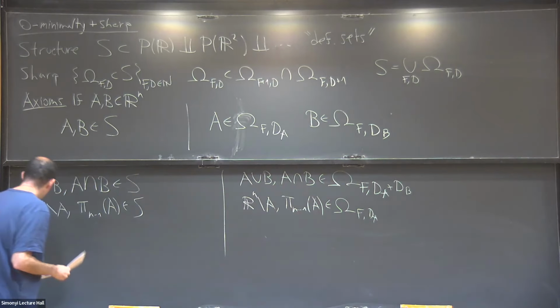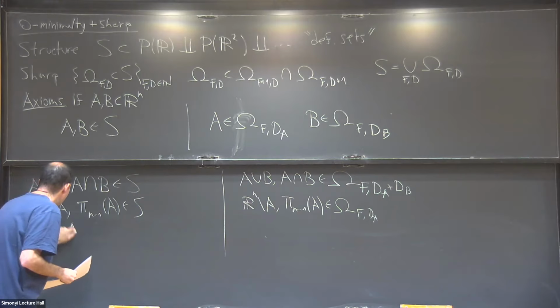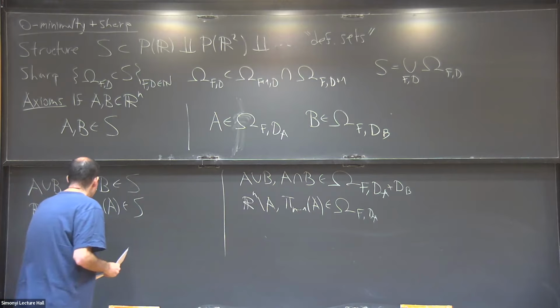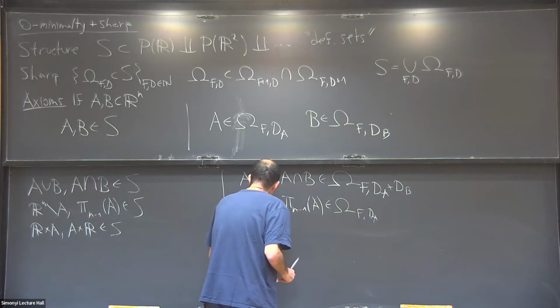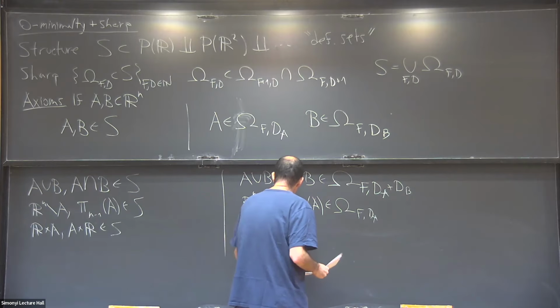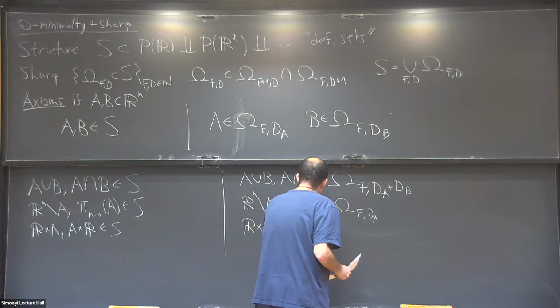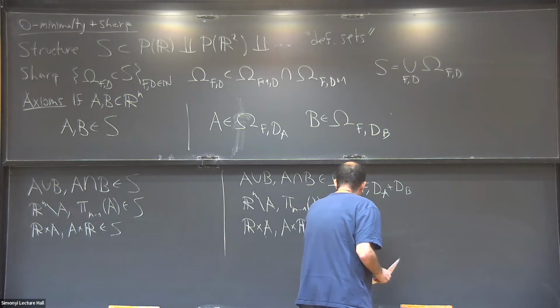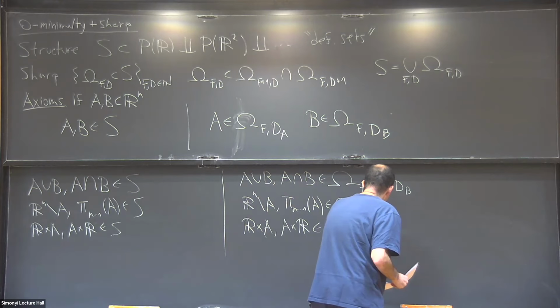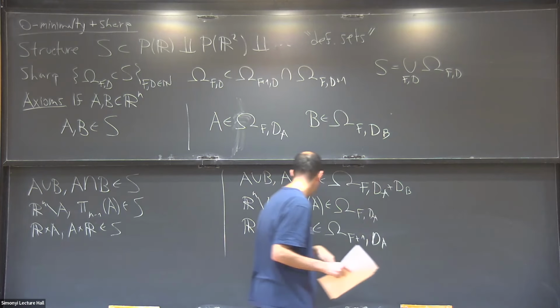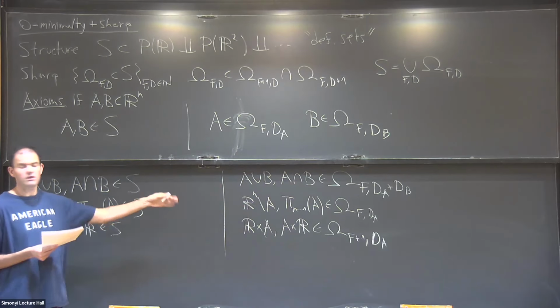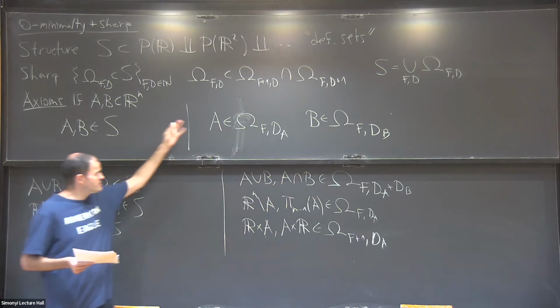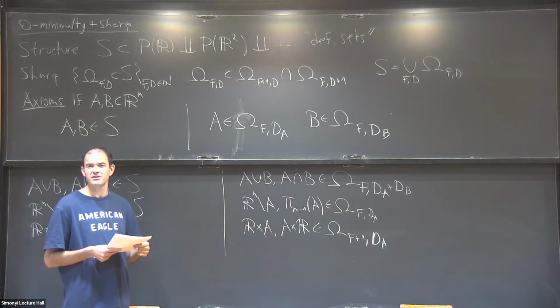And here I want to be able to add a variable. So I want to say that R times A or A times R are in S. And here I'll say that when you add a variable, you increase the format, so that's in Omega F plus 1, dA. And so those are basically the axioms of a structure, any structure of the logic. So you could say that this is the sharp variant of any structure.